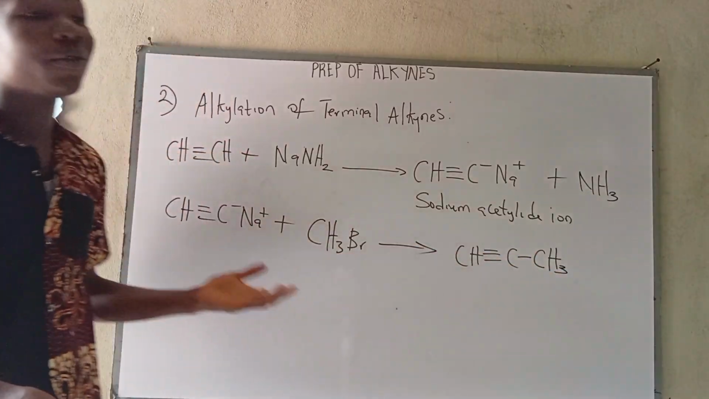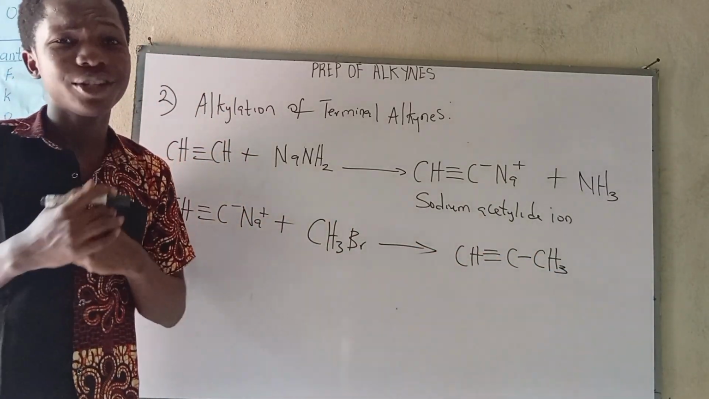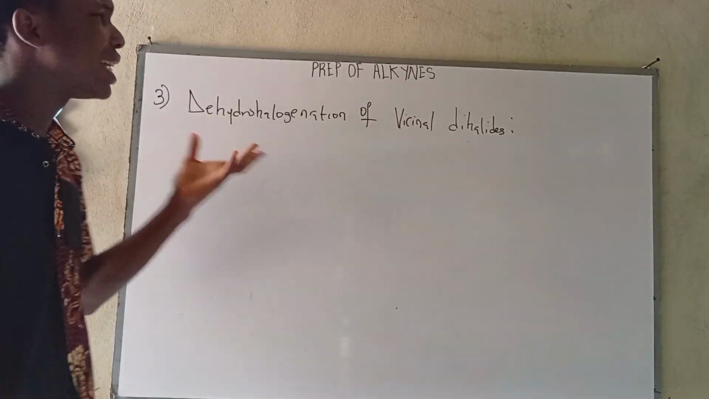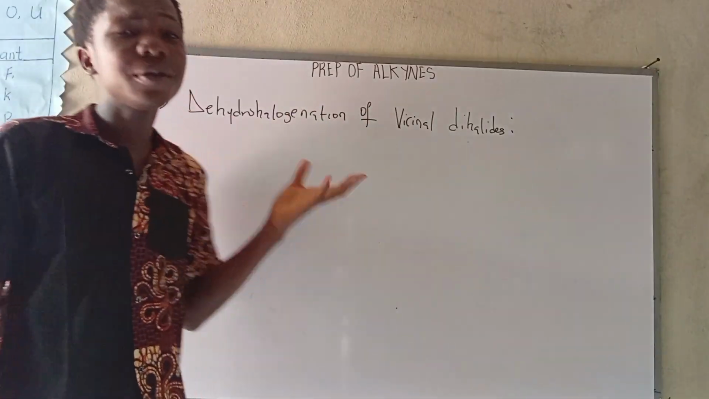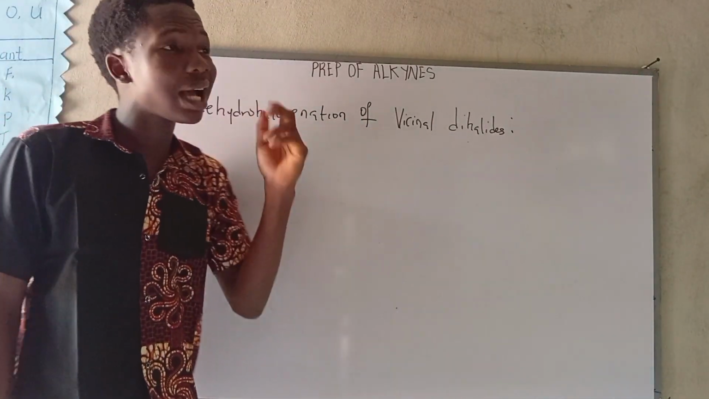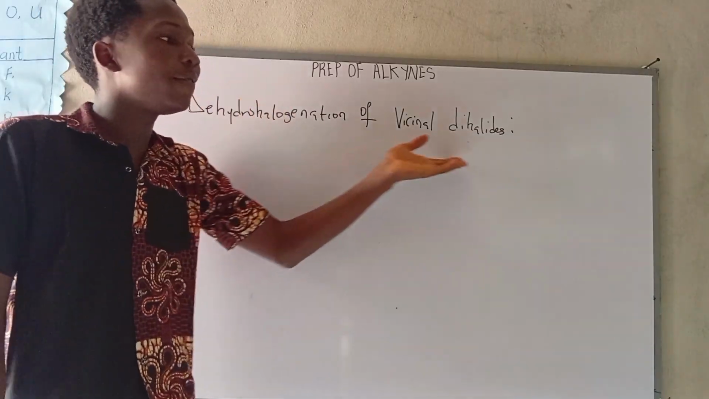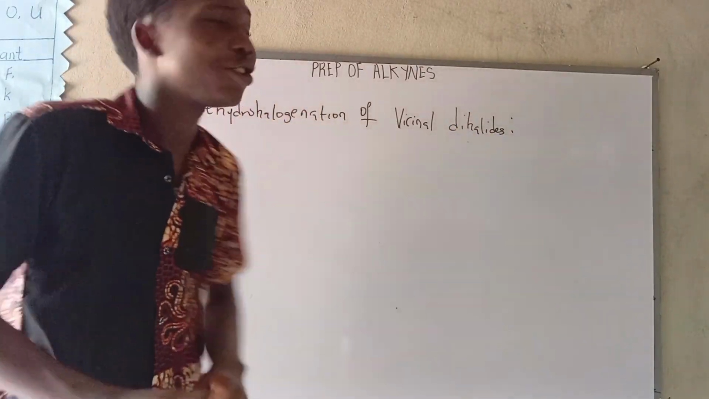Okay, so now let's move quickly to the next preparation. Now, looking at the third preparation, dehydrohalogenation of vicinal dihalide. This is actually simple. From the name, you can tell we're going to remove hydrogen and halogens from the vicinal dihalide. So now let's go straight into that.